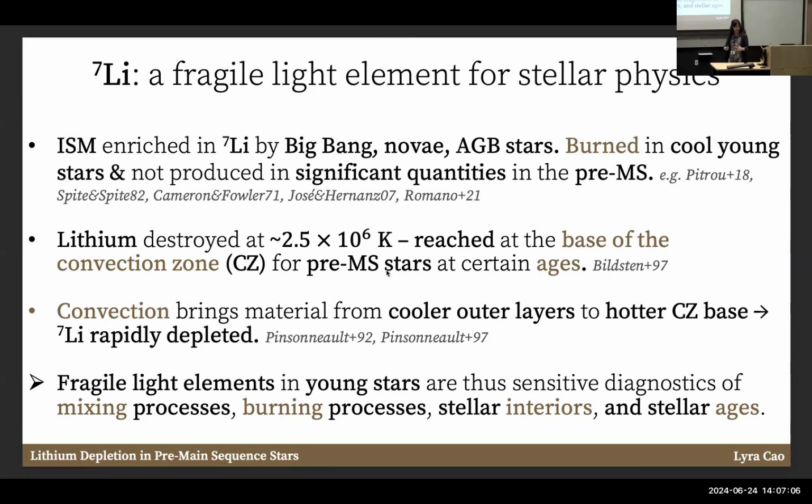This temperature that lithium gets to when you burn it on the pre-main sequence is reached at the base of the convection zone, which means that you actually have to mix the material down there in order to deplete it and then see it in depletion in the surface abundances. So as a result of all this different physics together, we can look at lithium abundances and use it to test different processes in stellar physics, including mixing, including burning, including what the stellar interiors look like. And it can also be used as a very useful and sensitive age diagnostic as well.